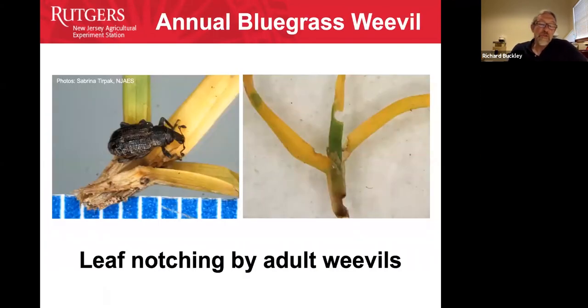Weevils chew notches in leaves. Whether it's a one-tenth of an inch tall annual bluegrass plant from a putting green or a rhododendron with notches on the leaves, odds are high that it's a weevil that did it, right?